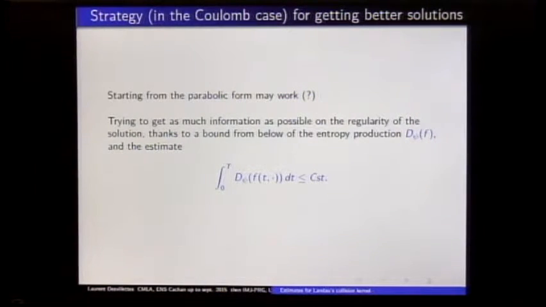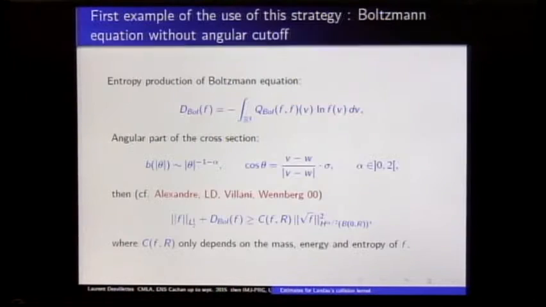So let me explain why there was a chance that this could give something. The reason for that is that actually this has been tried in other cases. And the first one is something which was quoted yesterday by Professor Hundertmark in his talk. That is this estimate here, which concerns the entropy production of the Boltzmann equation.